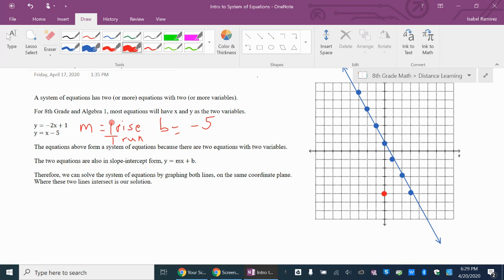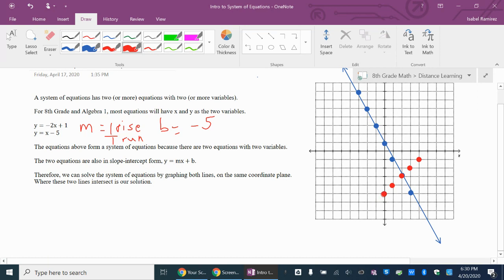So I'm looking at the positive slope rules, which tell me I can rise up and run right. So up 1, right 1. Up 1, right 1. Up 1, right 1. And you could keep going, but just for the sake of time, I'm going to go back to b and go the opposite way.